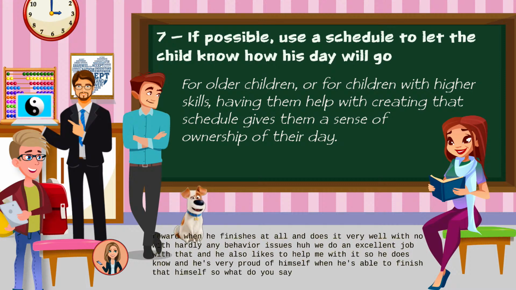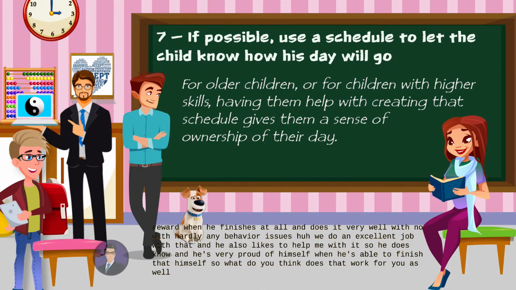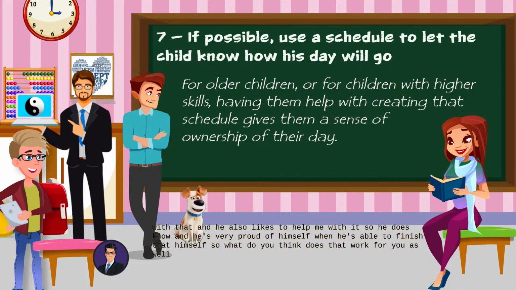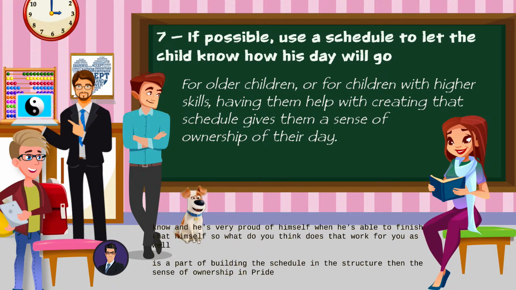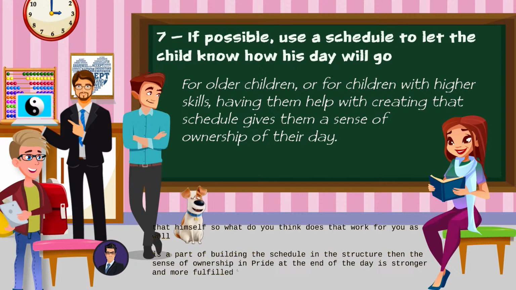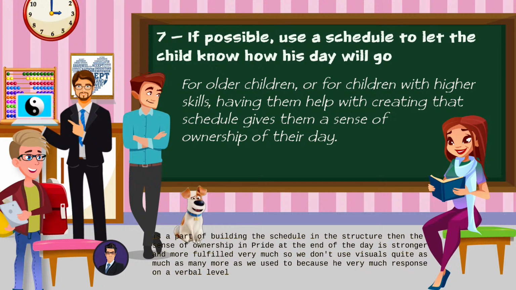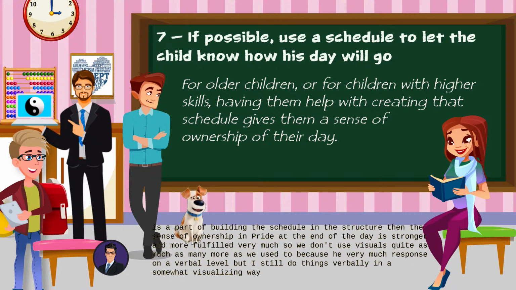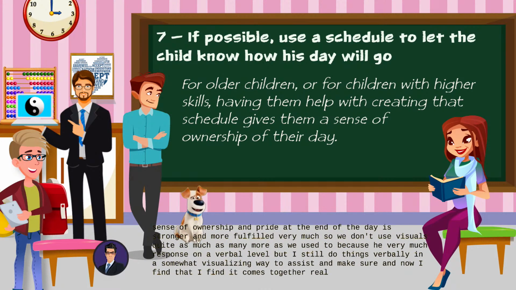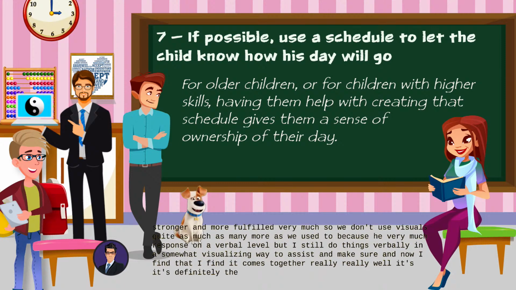So what do you think, Dick? Does that work for you as well? It's exactly the same with us. If Felix is a part of building the schedule and the structure, then the sense of ownership and pride at the end of the day is stronger and more fulfilled. Very much so. We don't use visuals quite as much anymore as we used to, because he very much responds on a verbal level. But I still do things verbally in a somewhat visualizing way to assist and make sure. I find it comes together really well. It's definitely the ownership, the pride at the end of the day, following through.